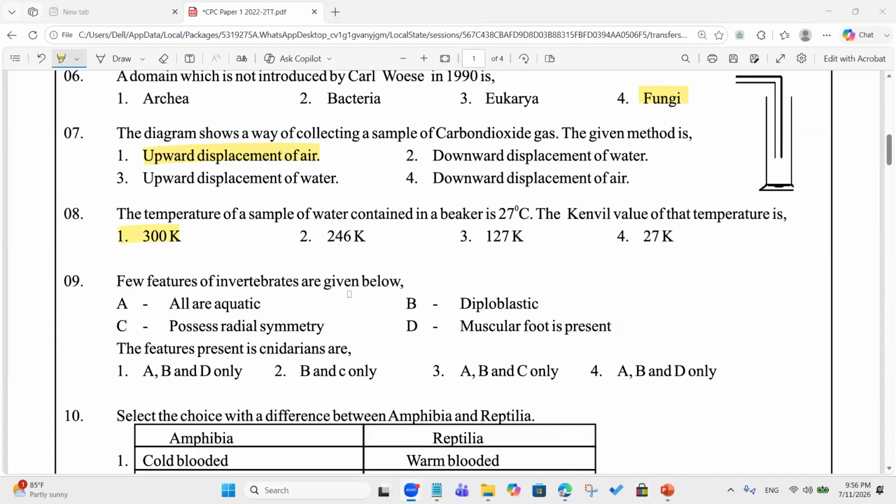A few features of invertebrates are given below: all are aquatic, diploblastic, possess radial symmetry, muscular foot is present. The features present in Cnidarians are? Tell me the features. All are aquatic. Possesses radial symmetry, correct? Diploblastic. Okay. Can't we take the muscular foot?